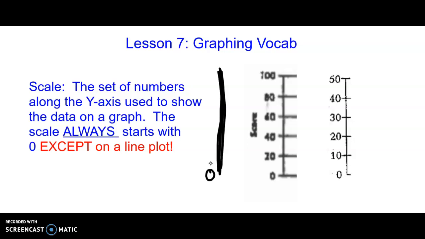So here I have 2 examples. Our first example right here goes from 0 to 100. So everything that we would have in our data table would have to have amounts that are somewhere between 0 and 100 to use this scale. And our second example goes from 0 to 50. So the same thing, all of our data would have to fall between 0 and 50 to be able to use that scale.